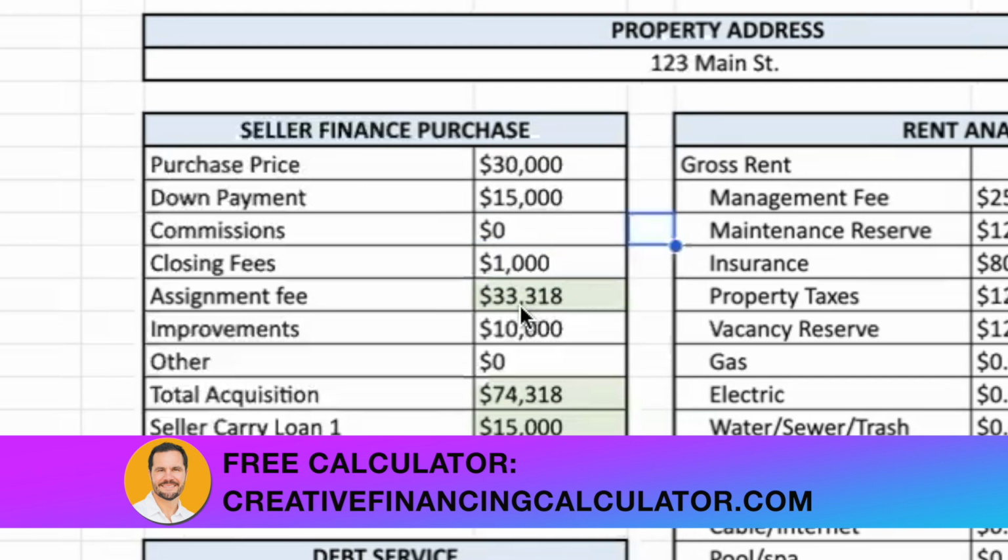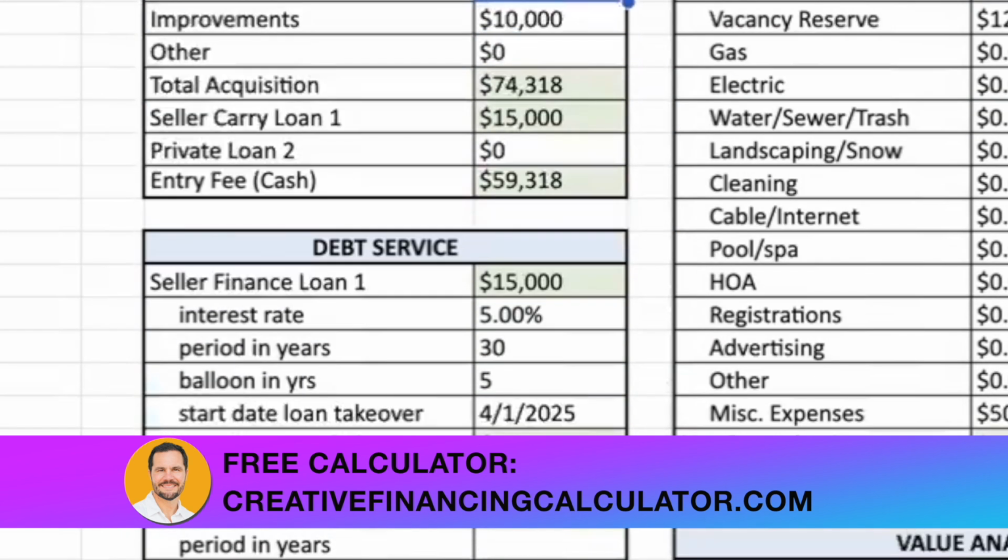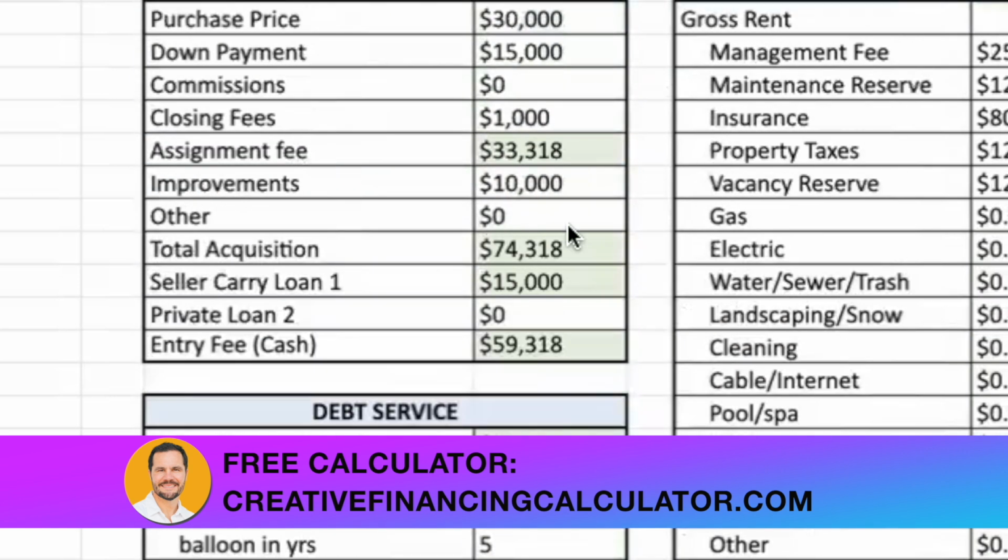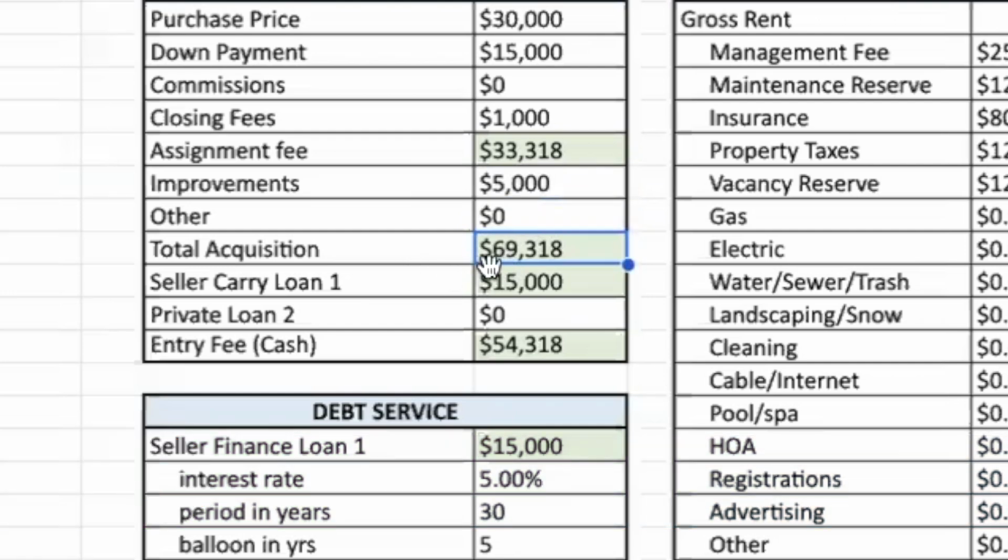Assignment fee, this seems to be going off of... It's a calculator, so you can override it or come back to it in a minute. We'll come back to it. So improvements, let's say it needs 5,000 because it's a mobile home, other 0. So the total acquisition cost to get into this for the buyer is 69 at the moment.